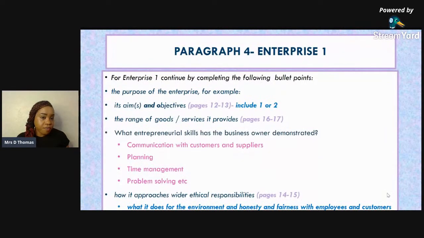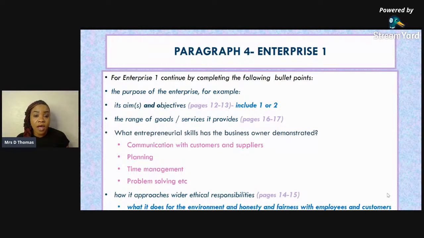For paragraph 4, for enterprise 1, continue by completing the following bullet points. The purpose of the enterprise, for example, the aims and the objectives. So under the purpose, you need to write the aims and the objectives as we stated before. The range of goods and services. What goods do they offer? Do they sell sweets? Do they sell different types of crisps? Do they sell clothes? Do they sell shoes? What range of goods or services do they offer?